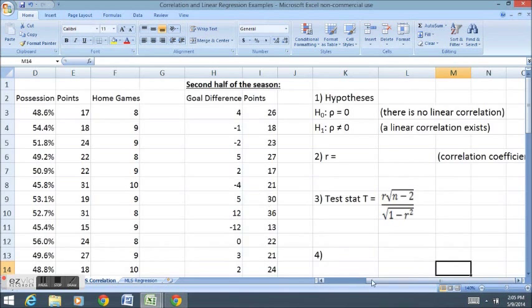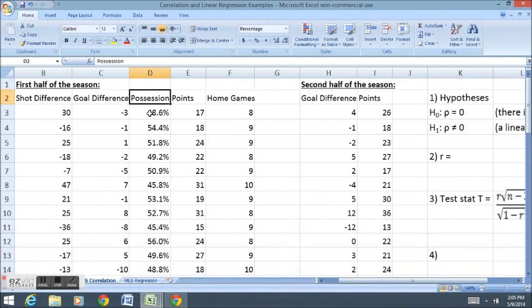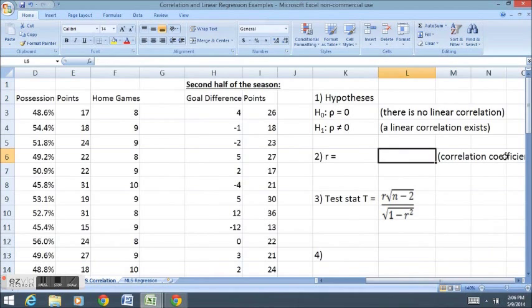Let's assess whether or not teams that get a lot of possession. In soccer, possession is how often your team has the ball as a fraction of the total either time or passes in the game, depending on which statistic you're using. If a team has a lot of possession, it indicates the team probably has the ball a lot, has the ball very frequently during the match. My linear correlation coefficient is equal to CORREL.